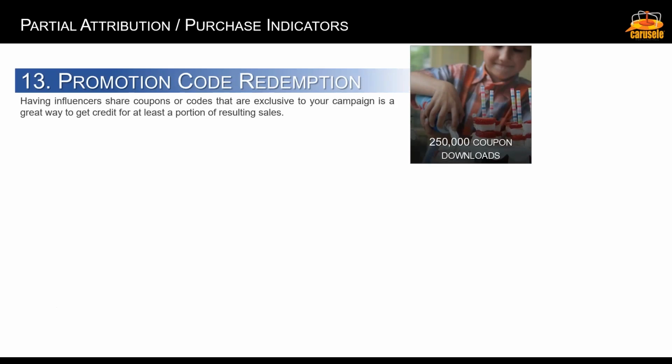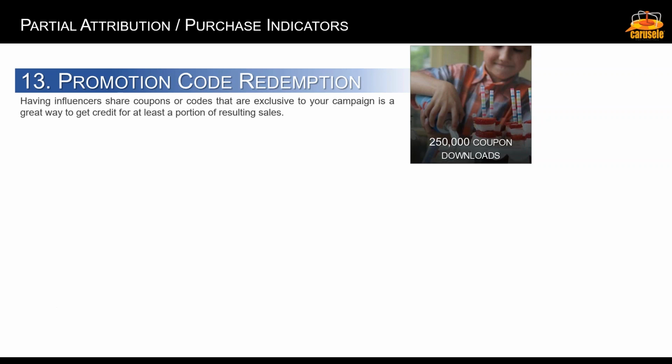This can be coupons in store, it can be promotion codes online. We did this program for ReadyWhip where we generated 250,000 coupon prints and downloads for $1 off at walmart.com. That is something that is eminently very measurable and very important.